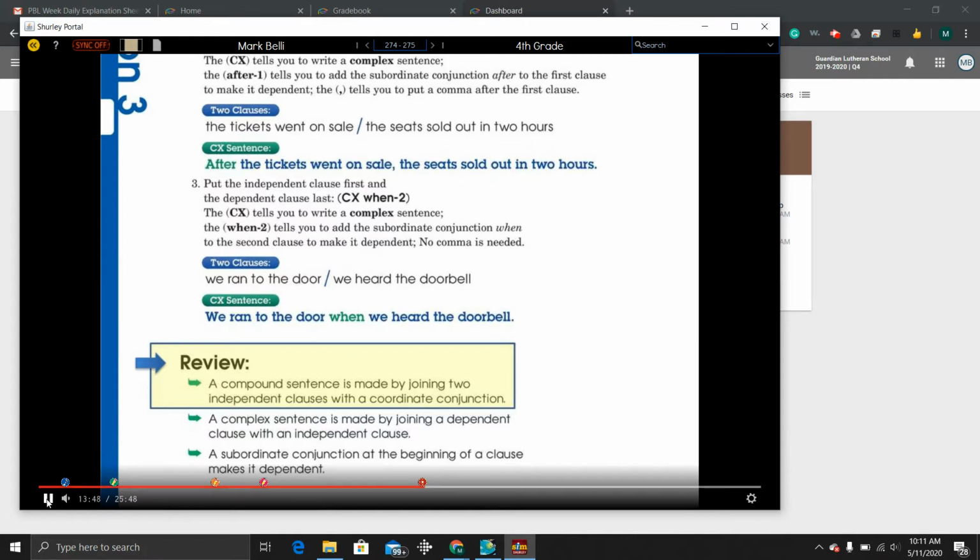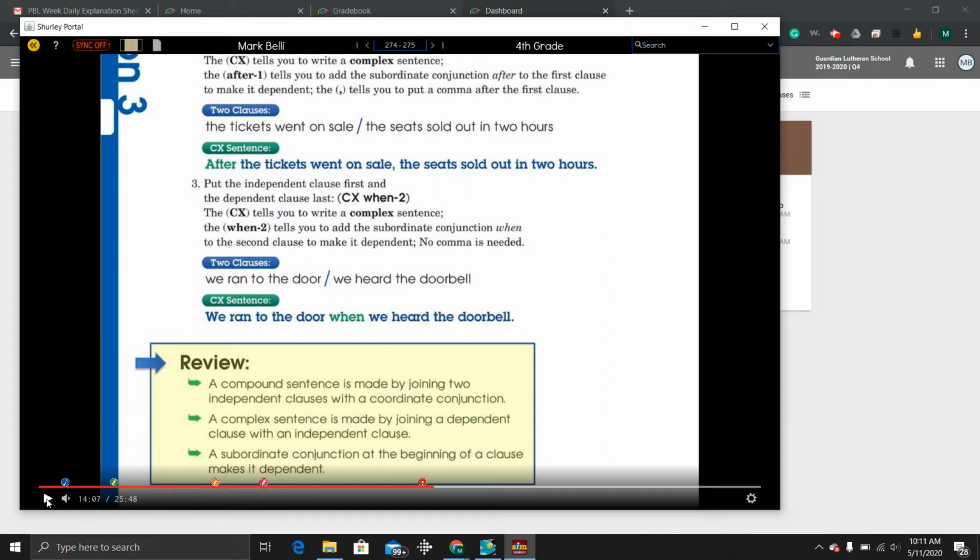A compound sentence is made by joining two independent clauses with a coordinate conjunction. So we're going to start with a review of what we learned yesterday. A complex sentence is made by joining a dependent clause with an independent clause. A subordinate conjunction at the beginning of a clause makes it dependent.